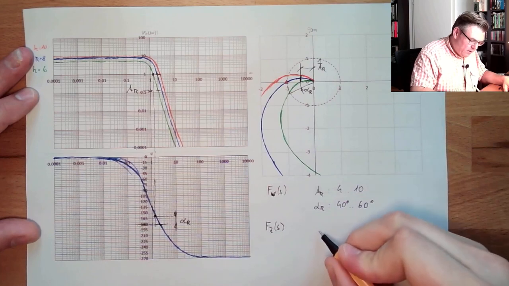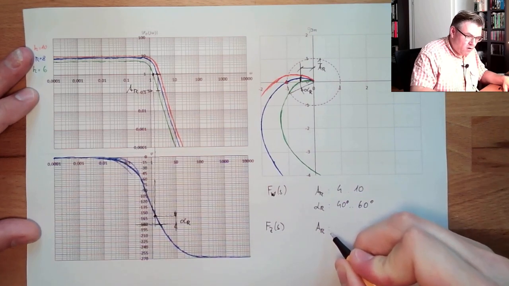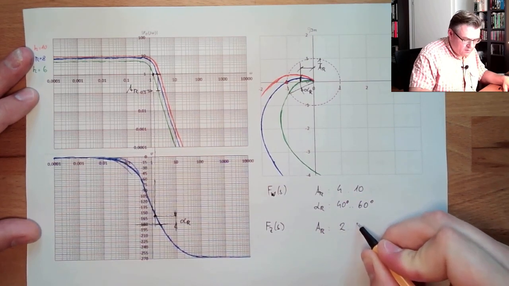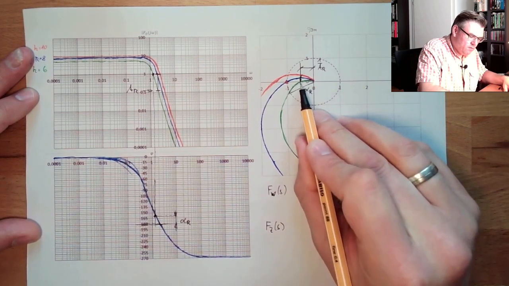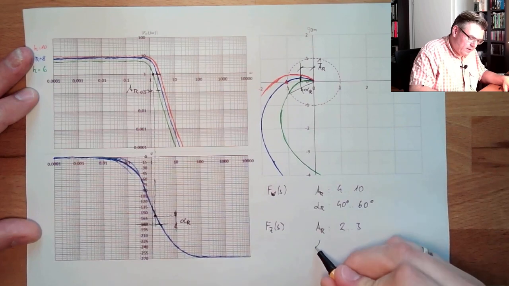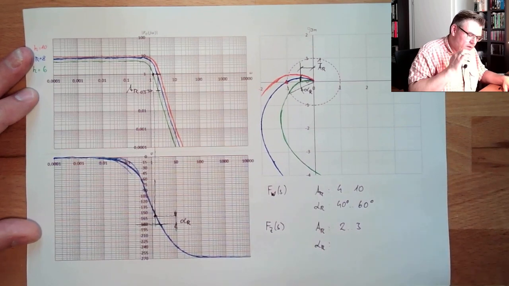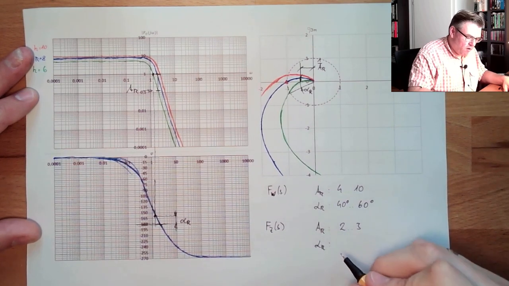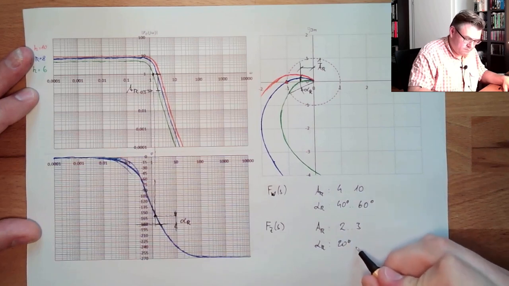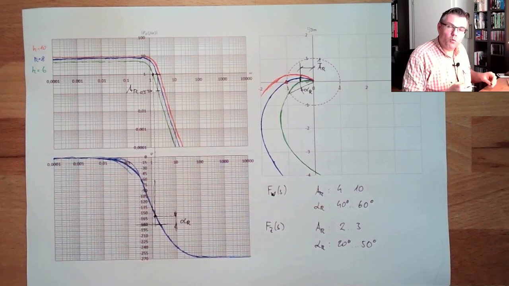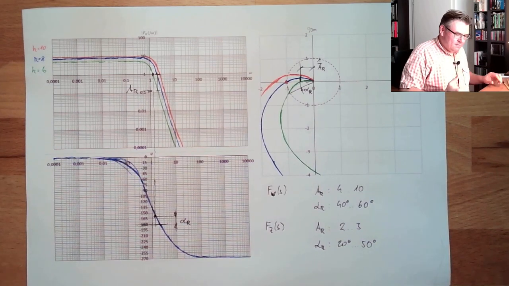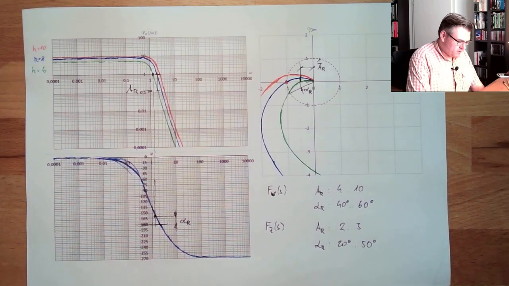So then we have an amplitude reserve of around 2 to 3. So we're only at half here, somewhere. And a phase reserve of 20 to 50 degrees. These are usual values, let's say, depending on your application, of course.